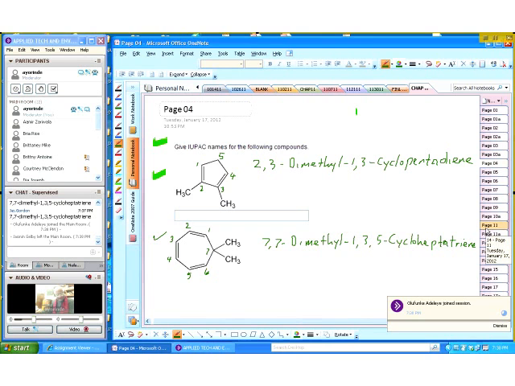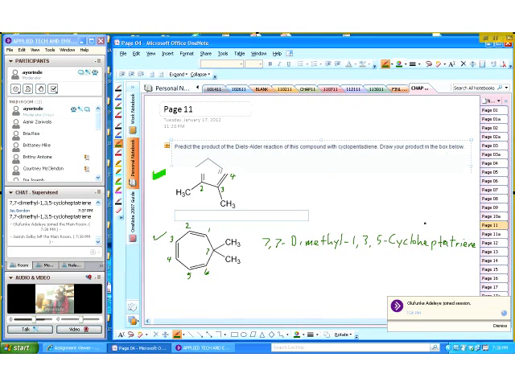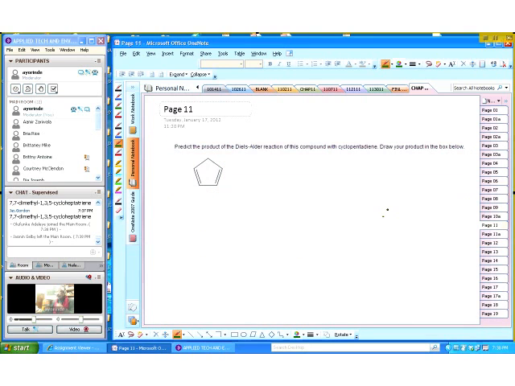Okay, let's see here. Tikia, go ahead and read this question. Predict for us the product of the Diels-Alder reaction of this compound with cyclopentadiene. Draw your product in the box below. Okay, very good. Now, this is a case in which a molecule, this is the diene. Now, this molecule also is going to provide the dienophile.